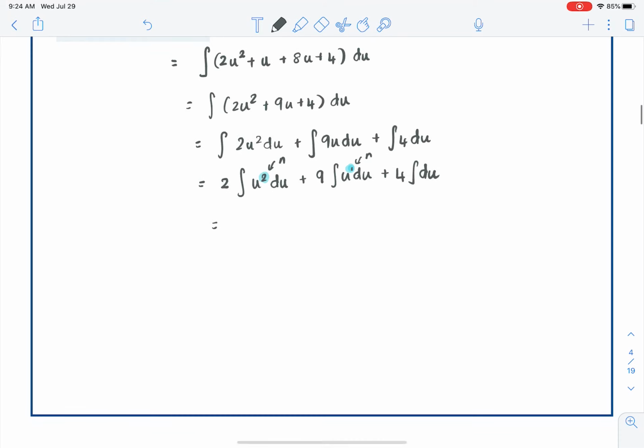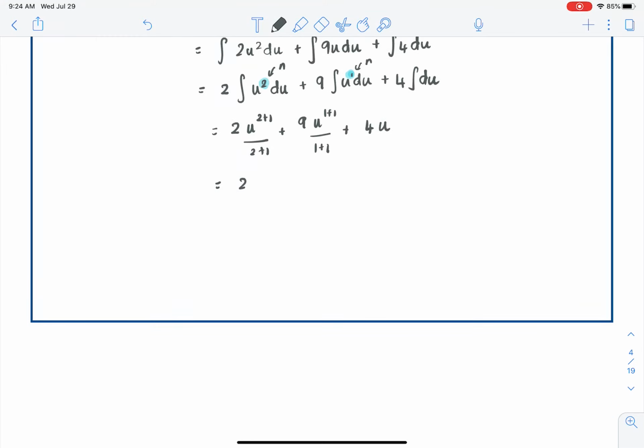There is no n, so here it's 2 times u raised 2 plus 1 over 2 plus 1. 9 times u raised 1 plus 1 over 1 plus 1. 4 times integral du is u. So we have 2u cubed over 3 plus 9u squared over 2 plus 4u plus c. You can see that I saved that constant of integration till the very last step, and I just threw it in at the very last step.